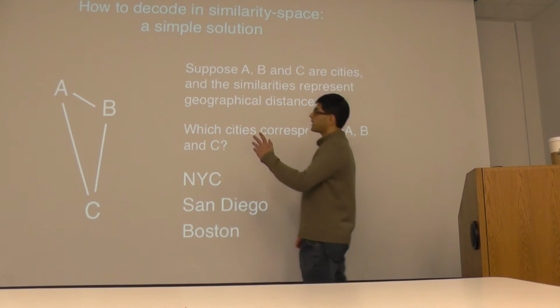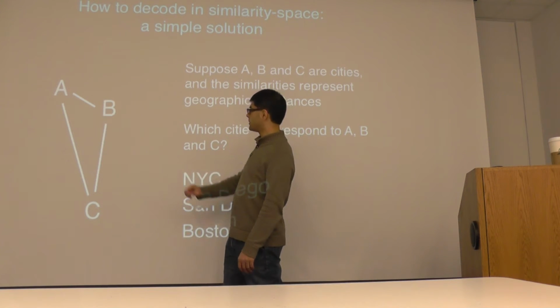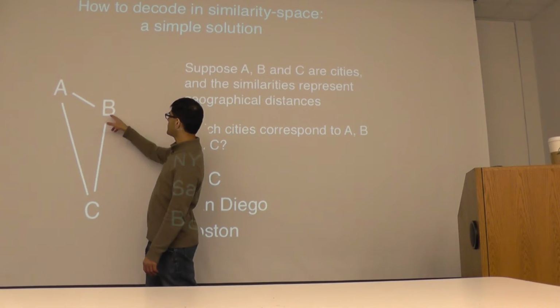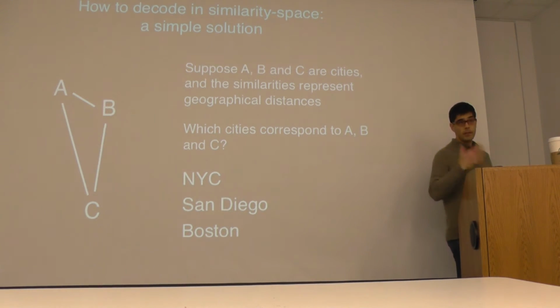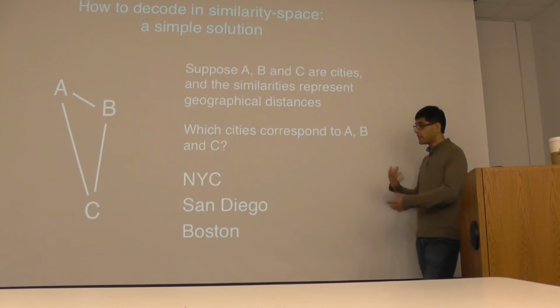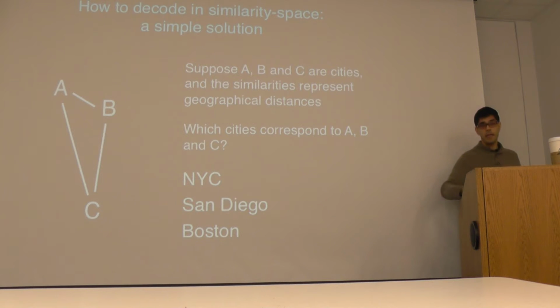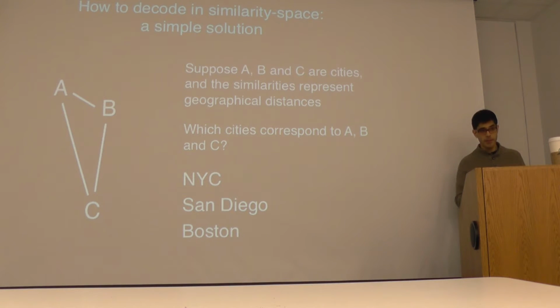So I might say, let's try A is San Diego, B is Boston, and C is New York. Well, with that labeling, San Diego should be close to Boston. Oh, that doesn't work, so that labeling's wrong. You could literally try all the different labelings, check how well each corresponds to the actual set of similarities, and pick whichever gives the best match. It's a very brute-force approach because you're just trying everything, but as long as you don't have too many labels, it can actually work okay.